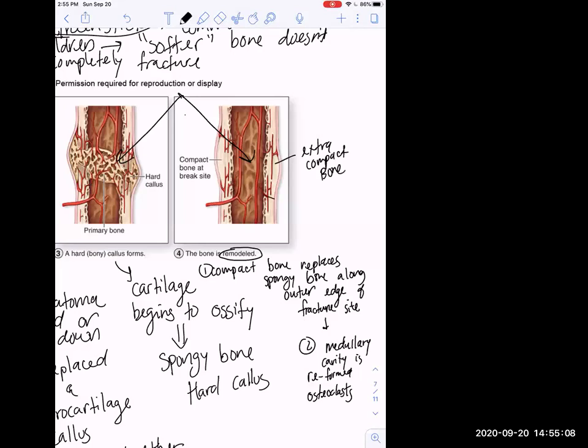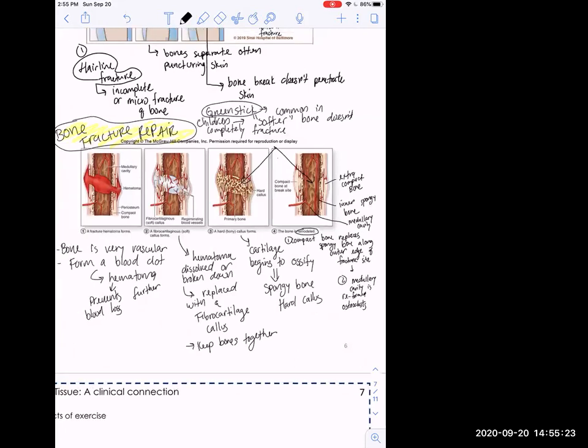And then you still have your inner spongy bone layer. And then of course you have your medullary cavity. And so this is where your bone remodeling is complete. And this can take weeks. Obviously, this will take weeks.